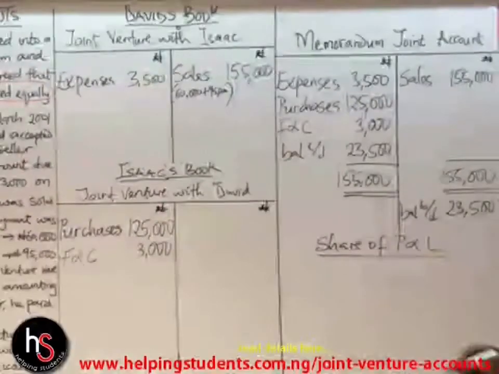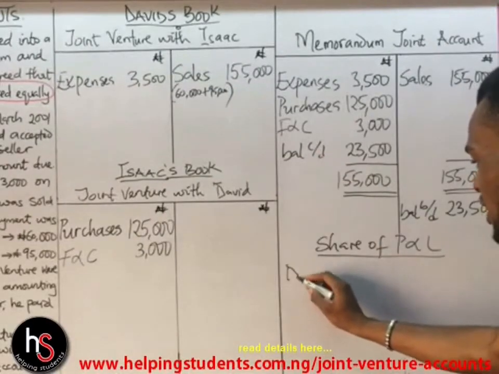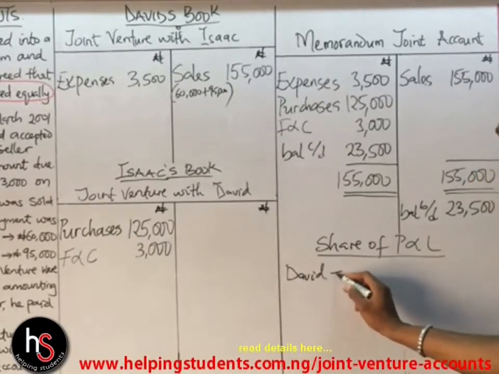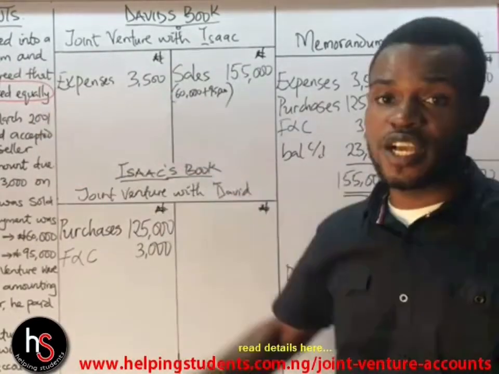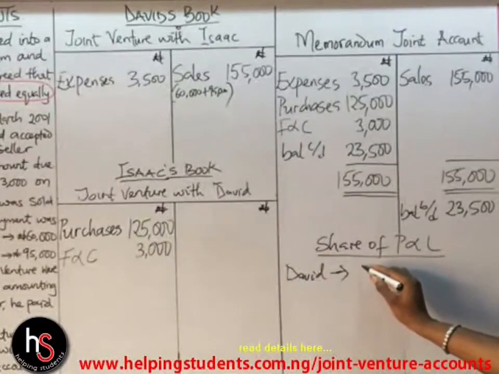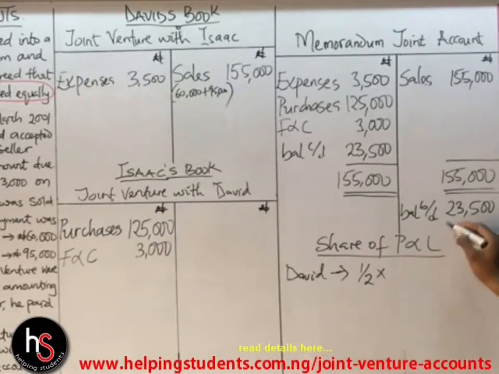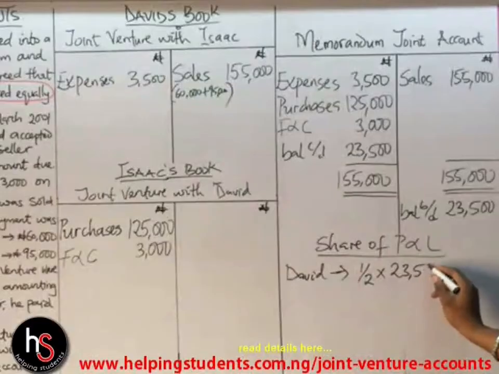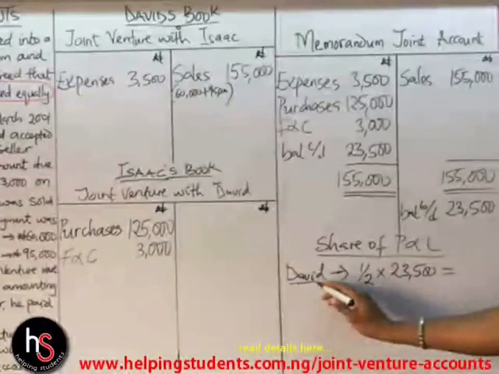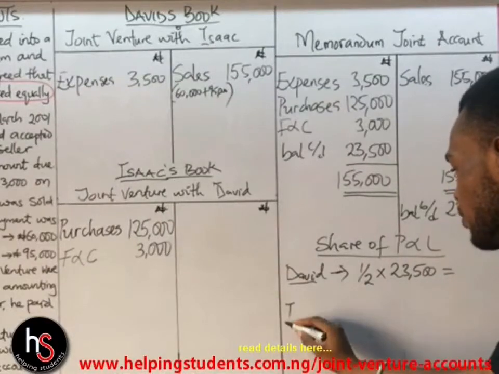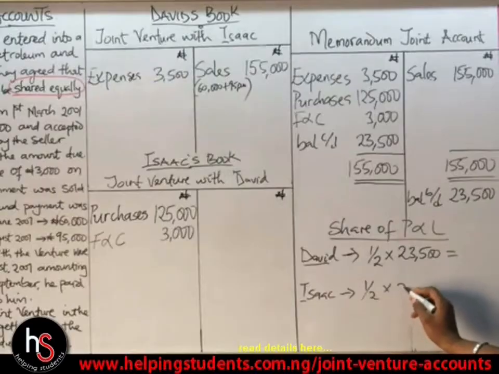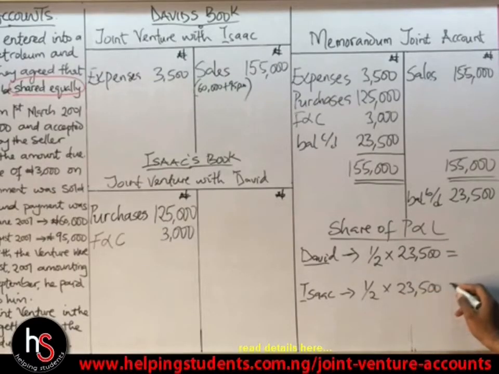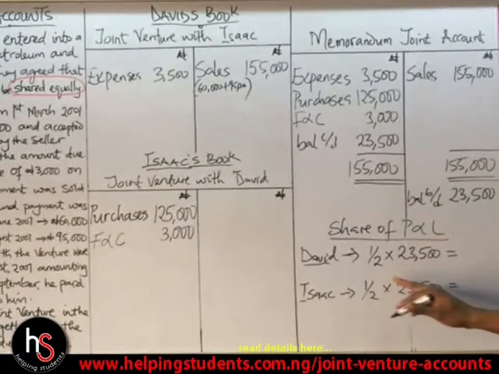So we want to determine it, and how do we do that? We'll now write David. This is for David. And how much is this? 23,500. Remember they said it to be shared equally. So we say 1/2 times 23,500 is going to give us the value for David. Okay? Now for Isaac, we'll say 1/2 times 23,500.